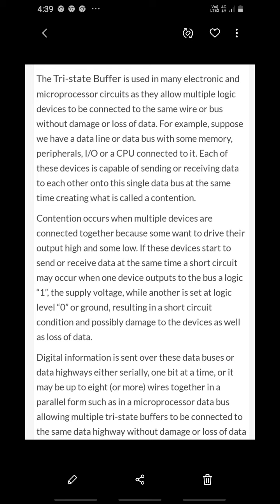Digital information is sent over these data buses or data highways, either serially, 1 bit at a time, or it may be up to 8 or more wires together in a parallel form, such as in a microprocessor data bus, allowing multiple tri-state buffers to be connected to the same data highway without damage or loss of data.